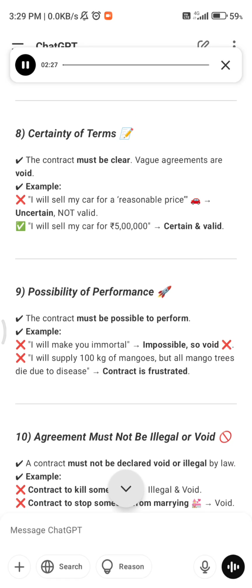8. Certainty of terms. The contract must be clear. Vague agreements are void. Example: "I will sell my car for a reasonable price." Uncertain, not valid. "I will sell my car for 5,000." Certain and valid.